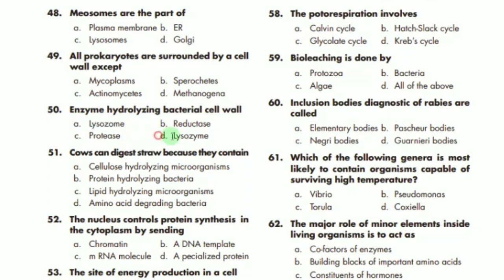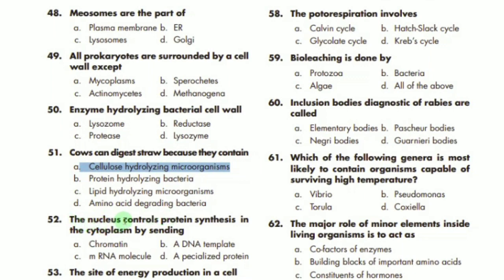Here D is also correct, lysozyme. Okay, so both are fine, A and D. MCQ number 51 says that cows can digest straw because they contain cellulose-hydrolyzing microorganisms. That is why they can digest the straw.